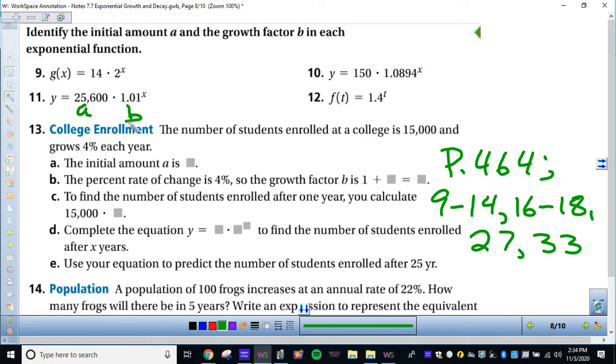Let me see if they want you to do anything other than just that, because that seems kind of silly. I don't know if they want you to figure out the percent. It would be 1% growth, because you do 1.01 minus 1 to get 0.01, then multiply that by 100, and you get 1%. But I'm just going to check the solutions here. No, they literally just want you to identify A and B from that y equals A times B to the x formula. That's understandable, because it seems too easy.